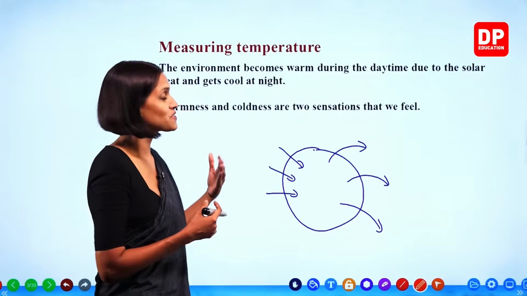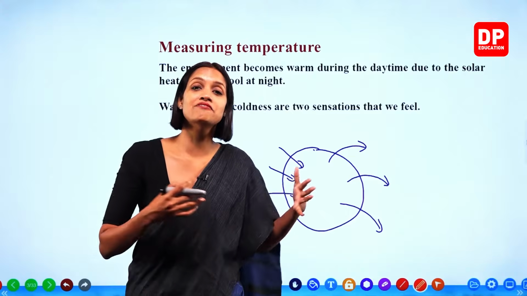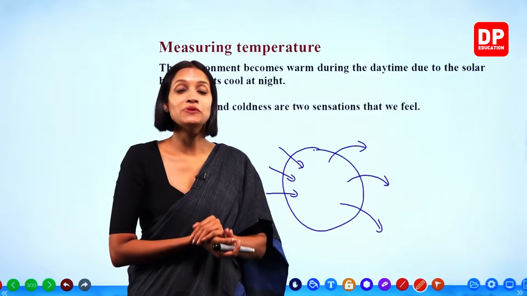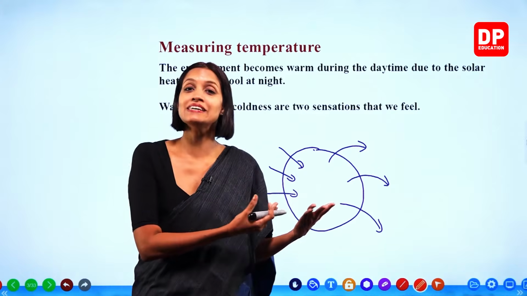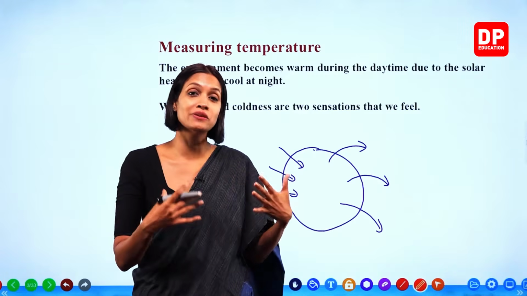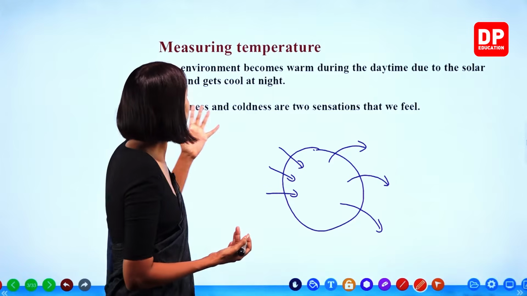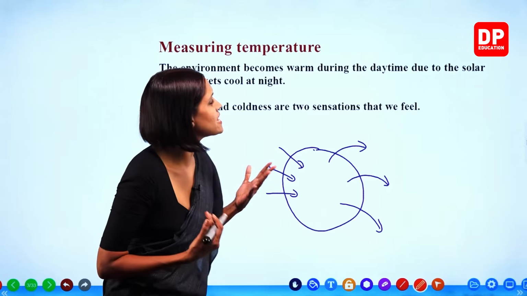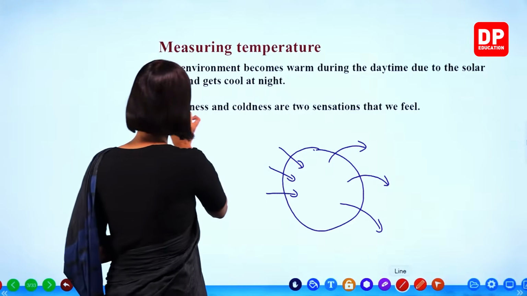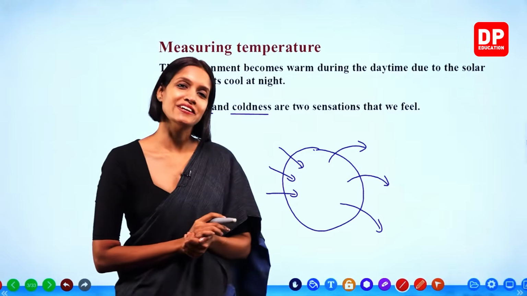Right, children? So when you are in areas like Colombo, Jaffna, the environment is usually warmer. When we go to areas like Nuwara Eliya, the temperature decreases and therefore normally the environment is colder. So warmness and coldness are two sensations that we feel.